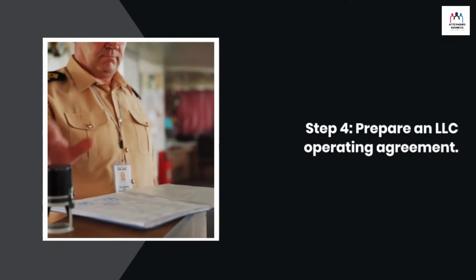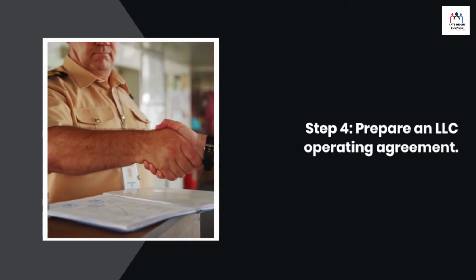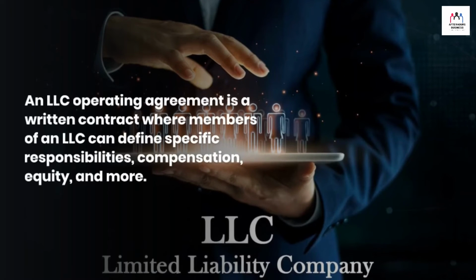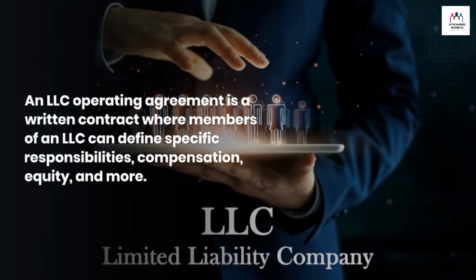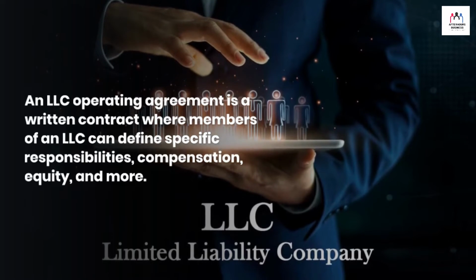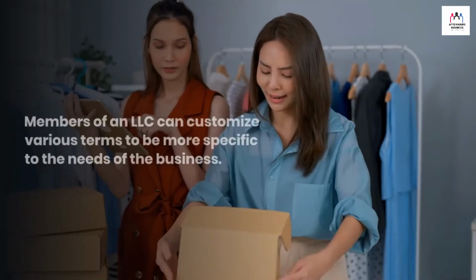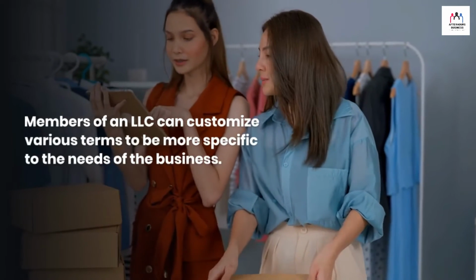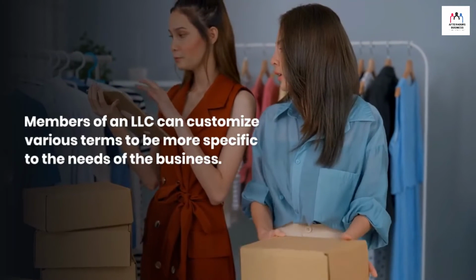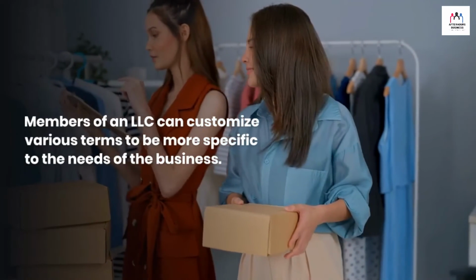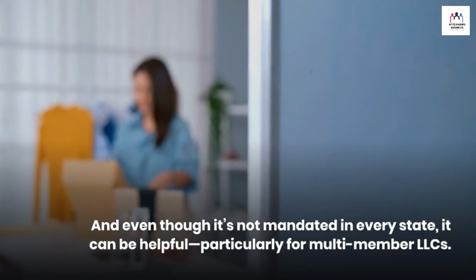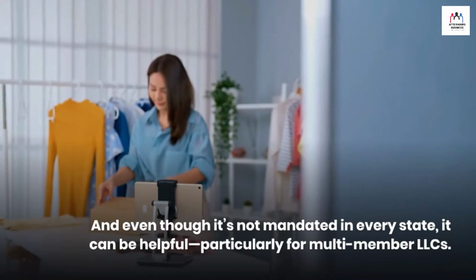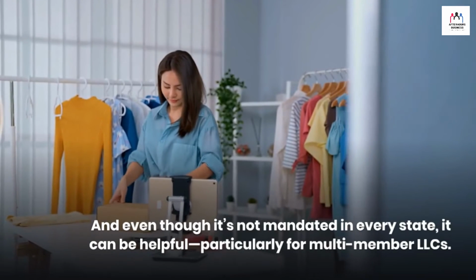Step 4. Prepare an LLC operating agreement. An LLC operating agreement is a written contract where members of an LLC can define specific responsibilities, compensation, equity, and more. Members of an LLC can customize various terms to be more specific to the needs of the business. Some states require this document when filing your LLC. And even though it's not mandated in every state, it can be helpful, particularly for multi-member LLCs.